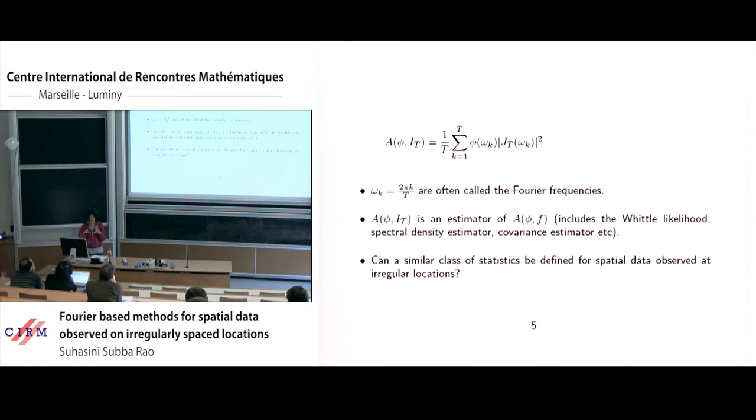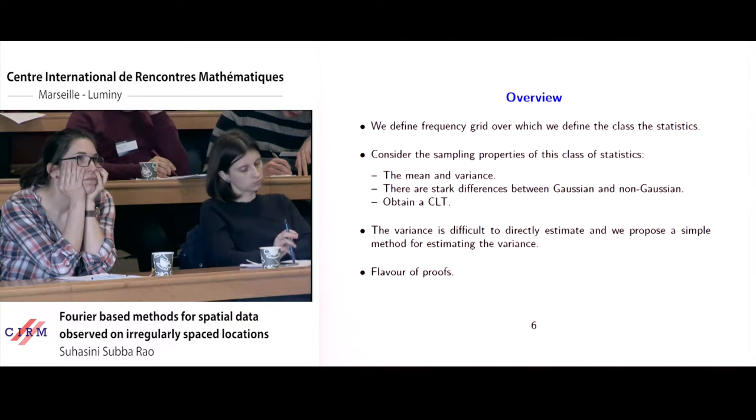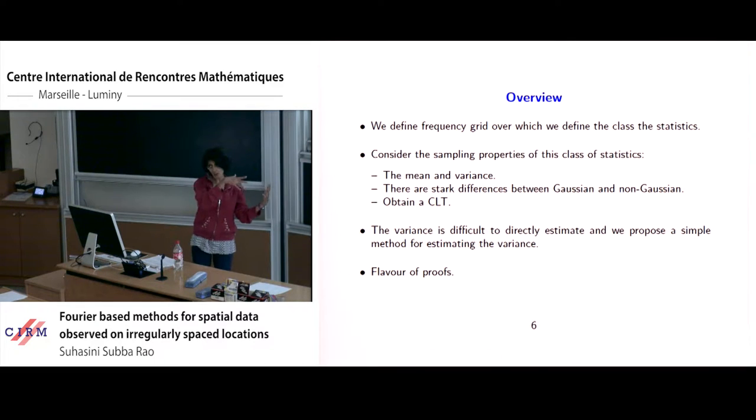And so what we want to do is, is it possible to generalize this approach to spatial data when the locations are completely irregular? Can we do that? That's really the idea of this talk. So what we're going to do is try to define the Fourier transform in an analogous way to time series, and then using that define a class of estimators, statistics.